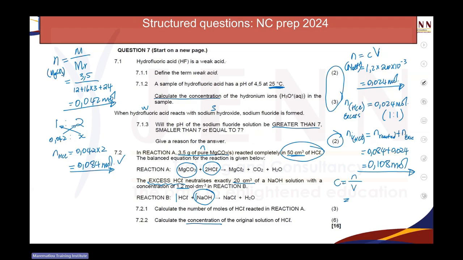This will give us 0.108 divided by 50 times 10 to the power negative 3. And we get our answer there. The concentration of the solution was 2.16 mole per decimeter cubed.